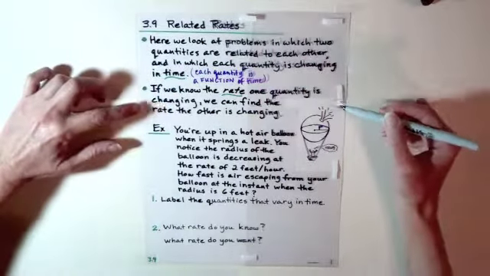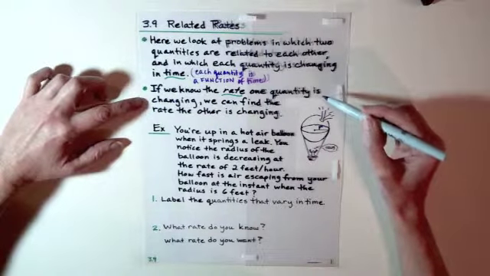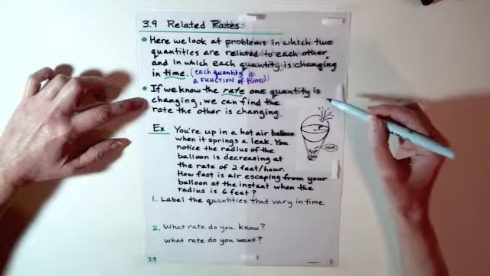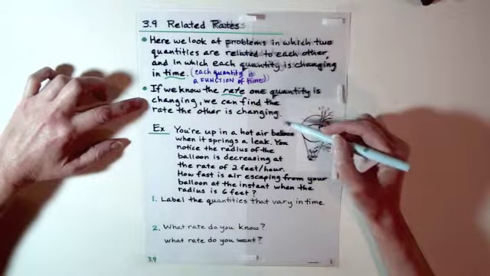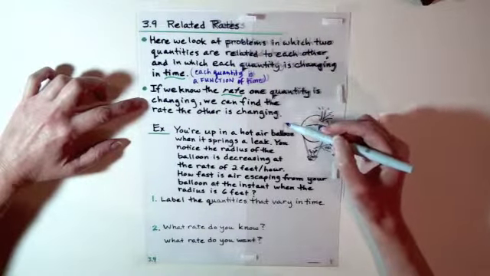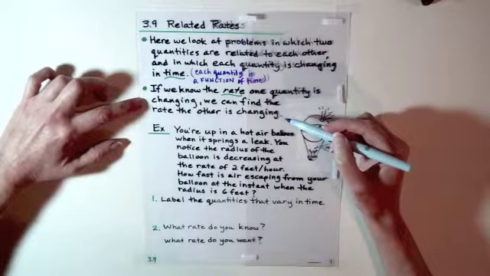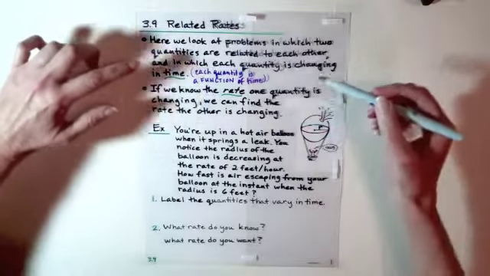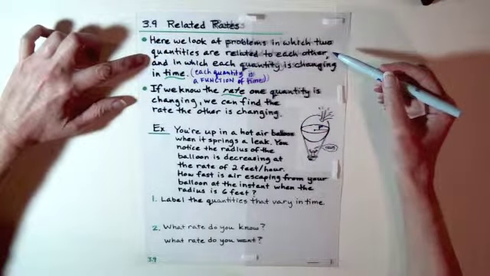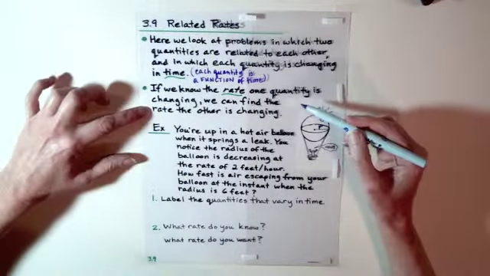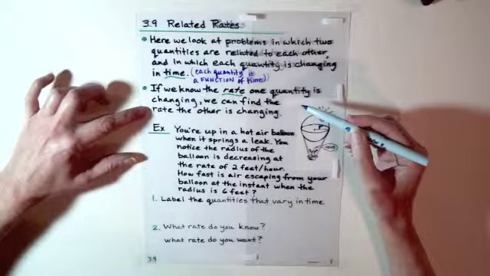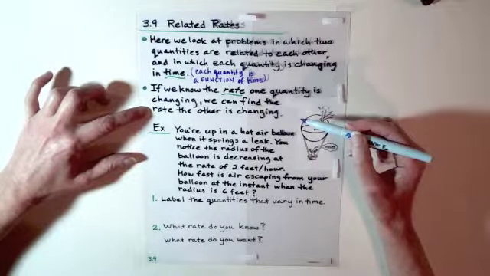Second remark. If we know the rate that one quantity is changing, so if we're given that rate of change, we can use calculus to find the rate that the other is changing. And that's the basic idea behind all of these problems. We'll try to describe how two quantities are related, and then given one of the rates of change, we'll try to use calculus to figure out what the other rate of change is.